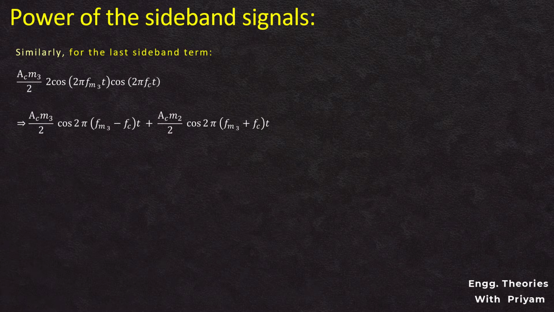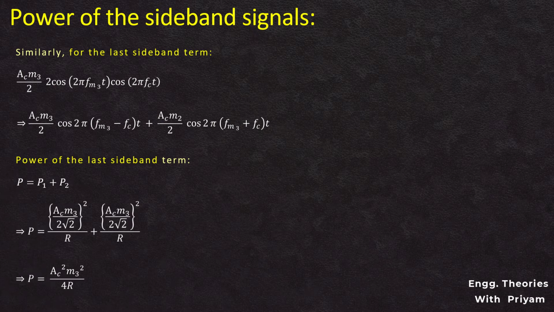Similarly, for the last sideband, the equation is AC into m3 into cos 2 pi fm3 into t into cos 2 pi fct. Again, divide and multiply the equation by 2, and again after applying the cosine rule of 2 cos A cos B, the signal becomes the sum of upper and lower sideband. Again, if we apply the same procedure for the last sideband, then the power of this sideband can be calculated as P is equal to AC square into m3 square divided by 4R.